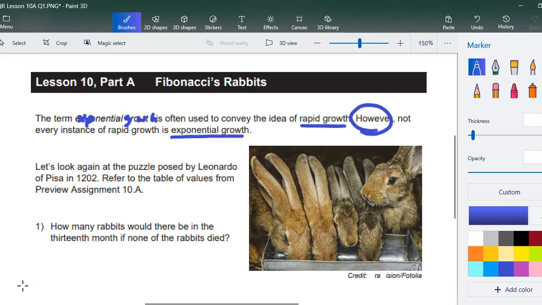So we're looking again at the puzzle posed by Leonardo of Pisa in 1202, and they're asking us to refer to the table of values from the preview. And question number 1 is, how many rabbits would there be in the 13th month if none of the rabbits died? This is the time when you go grab the Excel spreadsheet in my math lab, start working through that, get an answer for the 13th month, and then come back and we'll work it together.